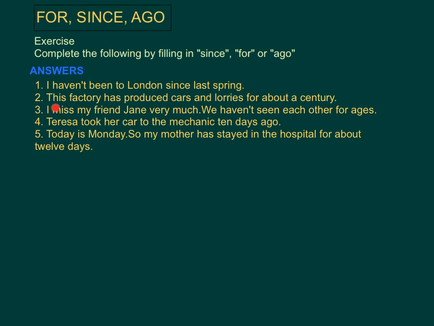Number 2. This factory has produced cars and lorries for about a century. We use for here because a century is a length of time. Number 3. I miss my friend Jane very much. We haven't seen each other for ages. Again, we use for here because ages is a length of time. Number 4. Teresa took her car to the mechanic 10 days ago. Remember, ago means before now, which means that this happened 10 days before now, or 10 days ago.